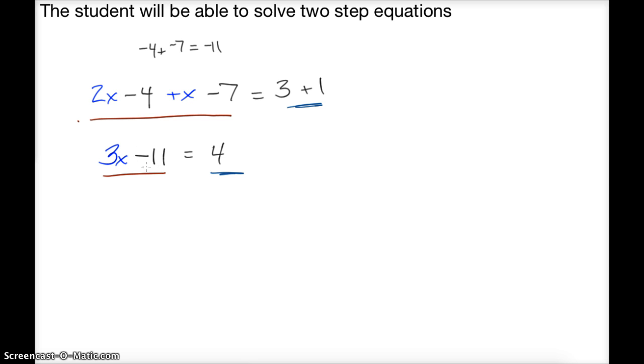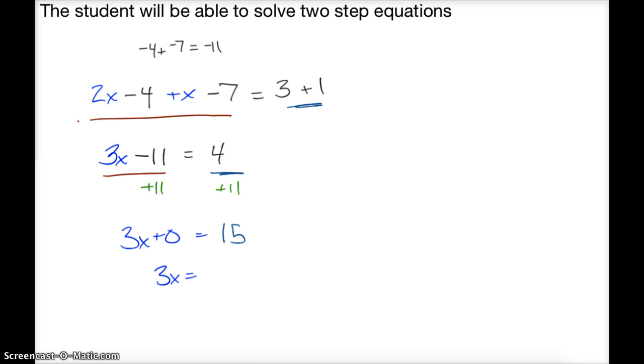So I have negative 11. The opposite of subtracting 11 is adding 11. Whatever I do to one side, I need to do to the other side. So I'm going to add 11 here and add 11 here. This ends up giving me 3x. These add to 0, so I could say 3x plus 0, but I'm just going to write 3x. 3x plus 0 equals 4 plus 11, which gives me 15. So it's 3x equals 15.